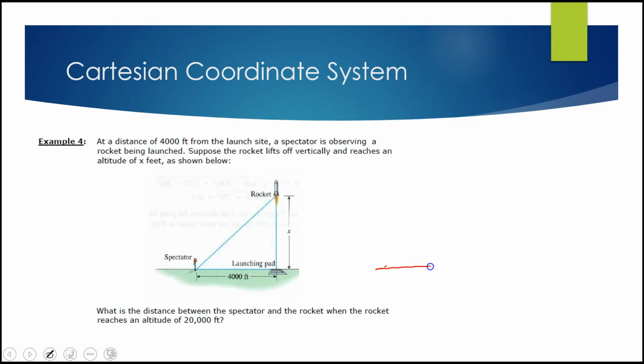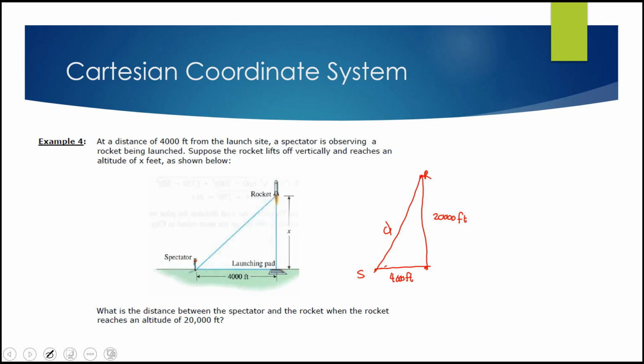So basically you have the spectator here. You have a 4,000 foot space between here and the launch pad. And now we're saying the rocket's at 20,000 feet. We want to figure out this distance here, the distance between the spectator and the rocket. Anytime we're trying to measure a distance between something, it's always a straight line, the shortest straight line path to that point.